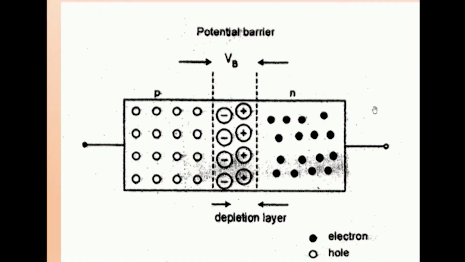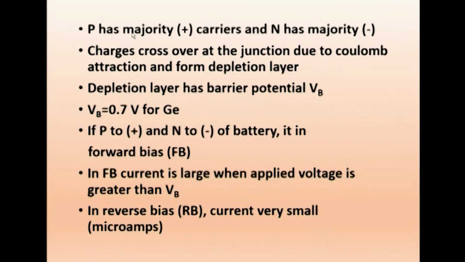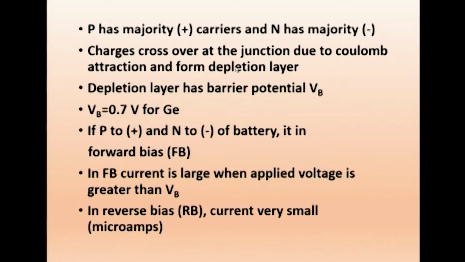Now we will just go further. What we have explained in the diagram, we have just put it in words. So the P type has majority positive carriers, and the N type region has majority electrons. The charges cross over at the junction. Already we discussed, at the junction they will cross over due to Coulomb attraction. So it will be attracted towards that layer and go there and form a depletion layer. We already said about the depletion layer.